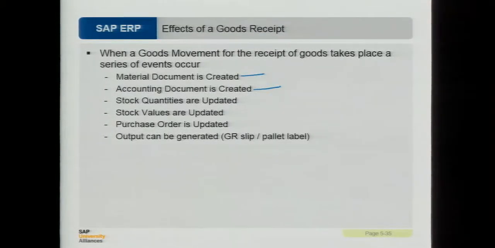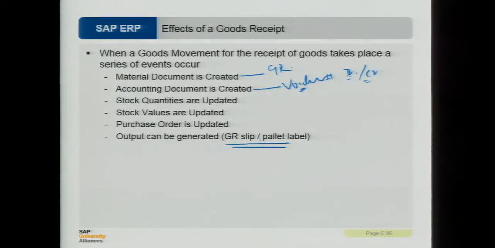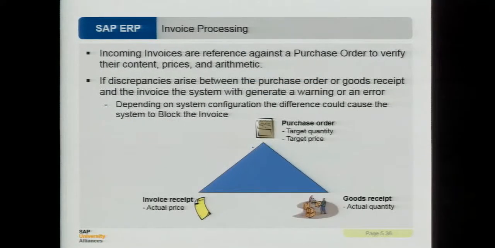An accounting document is created. So remember, the material document is actually GR, whereas the accounting document is actually, in my local sense, a voucher number, right? It's a document number which actually evidences debits and credits. It's a different number, right? These two are linked, but they are different. Stock quantities are updated. Common sense, of course. Stock values are updated. Part of the accounting. Purchase order is updated. As we saw, purchase order history. Output can be generated, so we can generate the GR slips as well, electronically or physically.